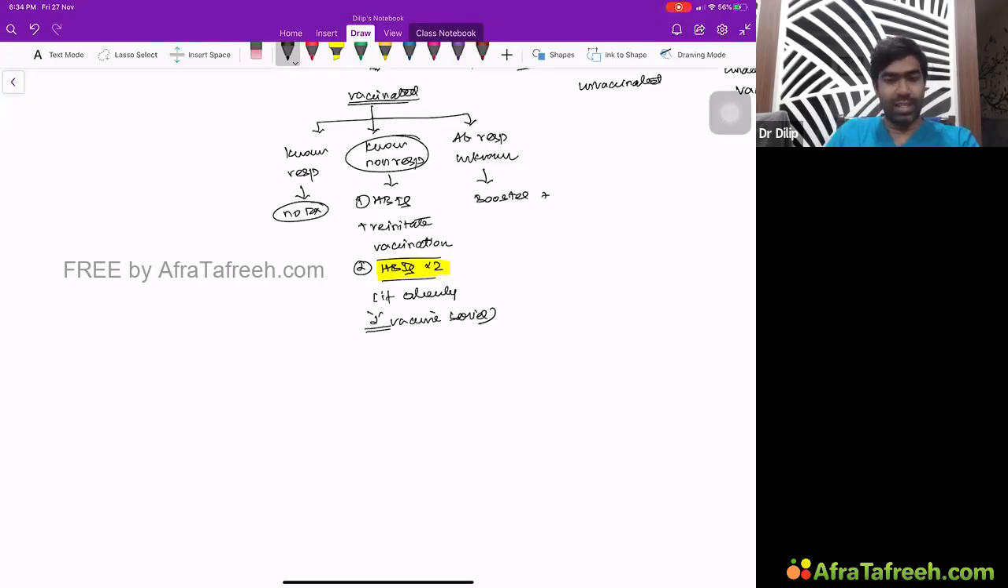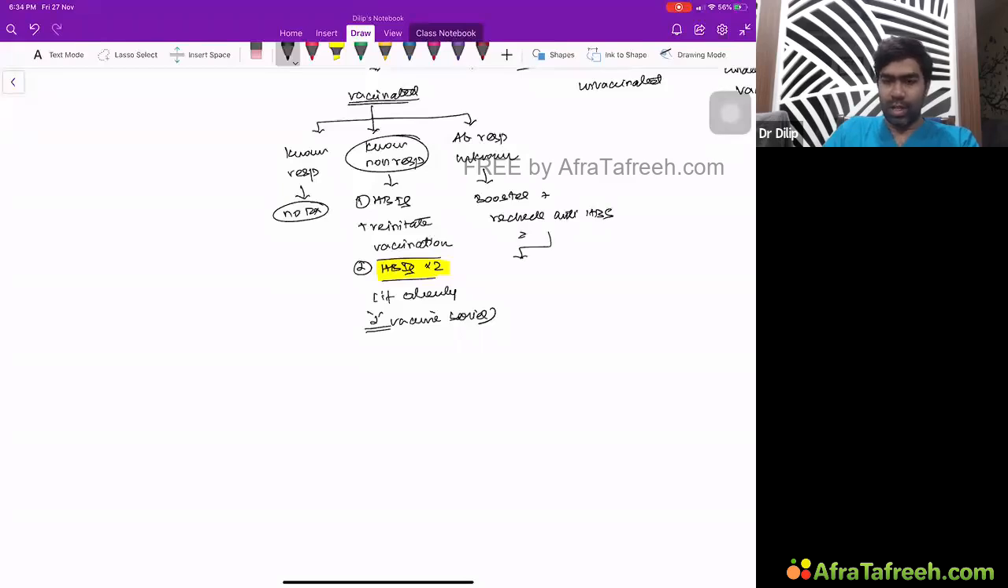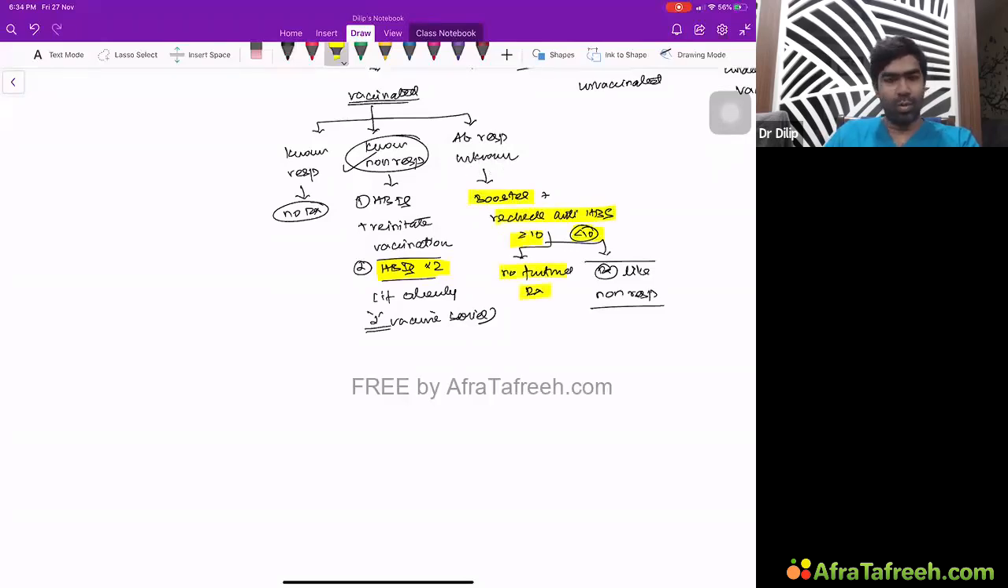Plus, you are going to recheck the anti-HBs. If anti-HBs is more than 10, then no further treatment is required. If anti-HBs is less than 10, you are going to treat like how you have treated a non-responder. So while giving the booster, recheck anti-HBs. If it's more than 10, no further treatment is required. Just the booster alone is enough. If it's less than or equal to 10, then you're going to treat like a non-responder only. The same algorithm you followed for non-responders, you will follow for these individuals.